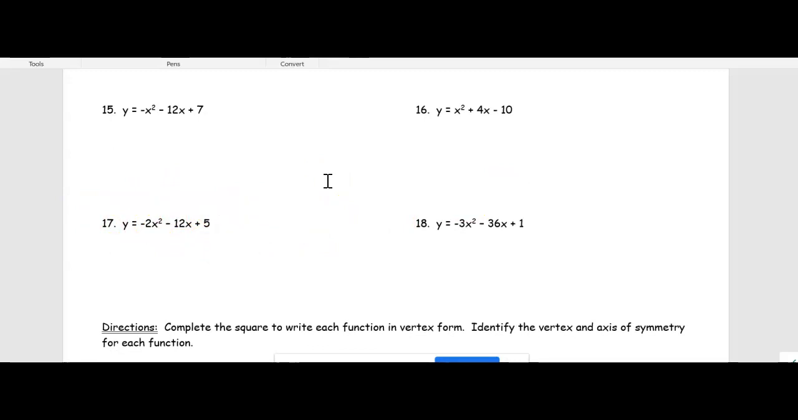And what you'll notice is, here's our square term. We don't have a 1 in front of it. We have a negative 2. It's going to start out the exact same. It's not anything terribly different in terms of your steps. You're still going to try to make a perfect square out of the first two terms. And then that plus 5, we're going to ignore.